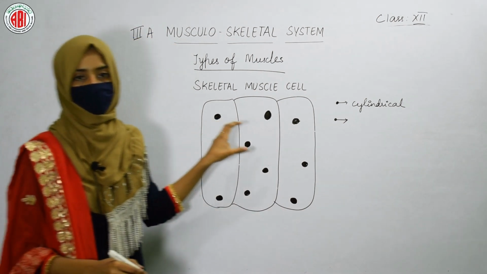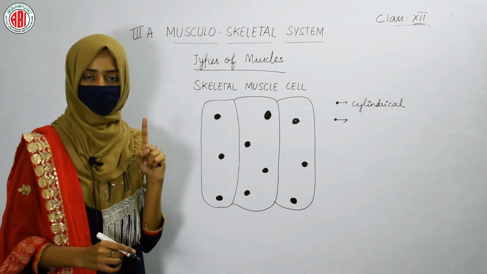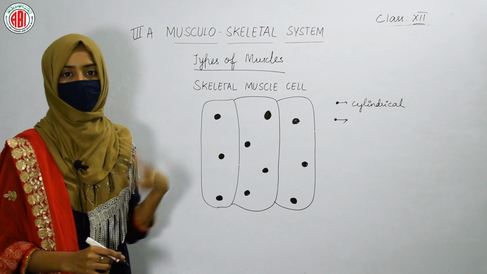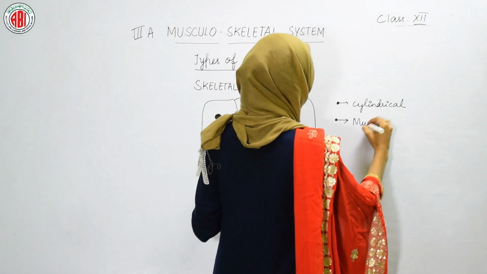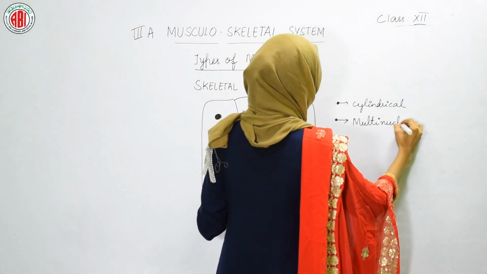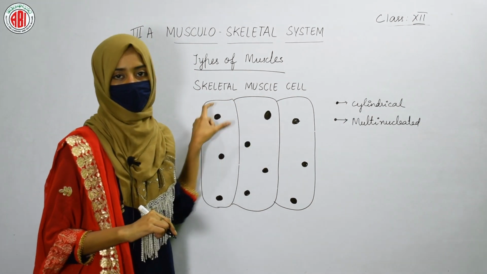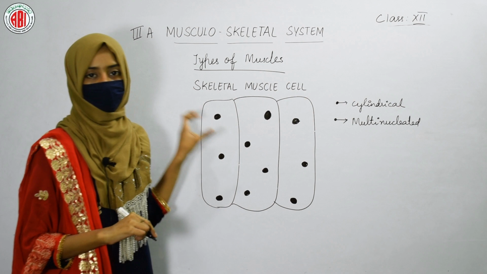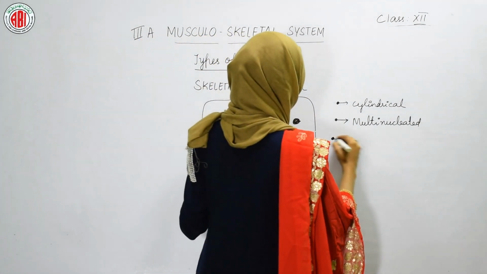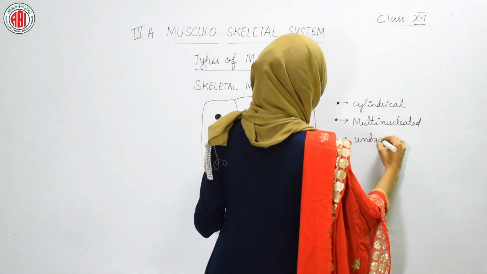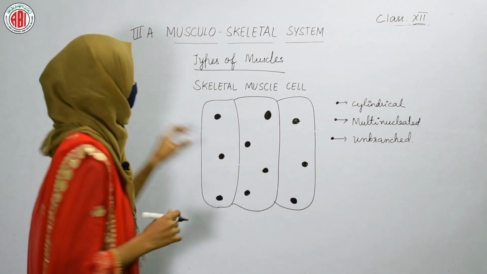The skeletal muscle cells possess more than one nucleus in their structure. Normally cells have only one nucleus, but skeletal muscle cells are termed multinucleated cells. Why are we using the term multinucleated here? Here multi means many nuclei. So multinucleated cells possess more than one nucleus in their structure. And these cells are unbranched. We do not find any branches in their structure, so we call skeletal muscle cells unbranched cells.